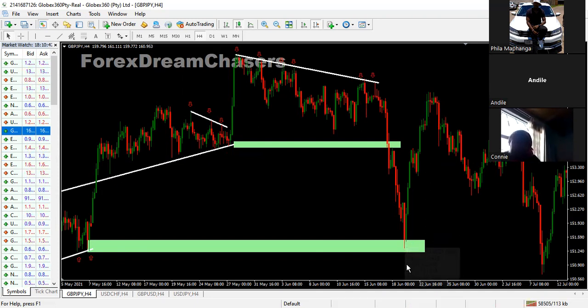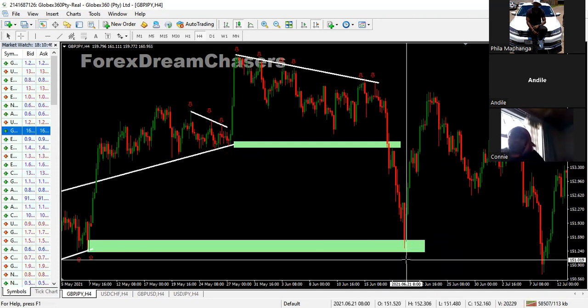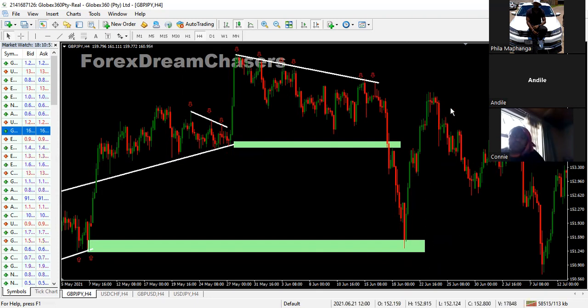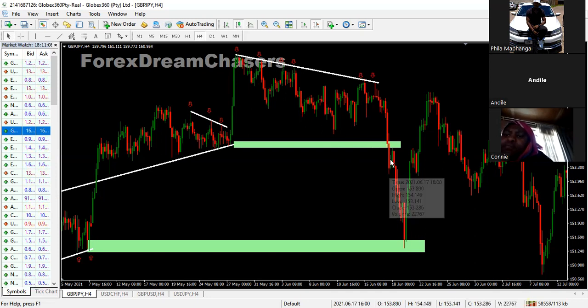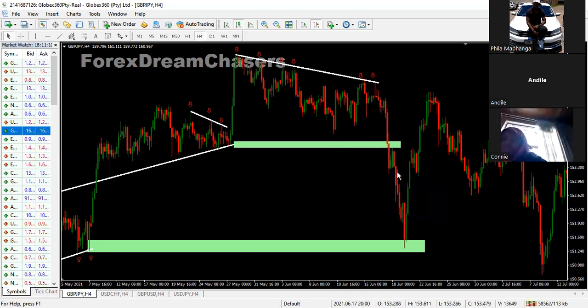You're going to buy here, you put your stop loss below. Let the price go up. The reason for this, remember, I'm not sure if we spoke about drop base drop and rally base rally. This is drop base drop, rally base rally. How do you identify that? The price is going down, it is dropping. It will pause and you'll see opposing candlesticks. Then the next thing, the price will go down.